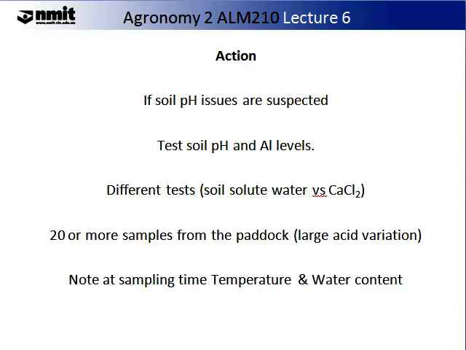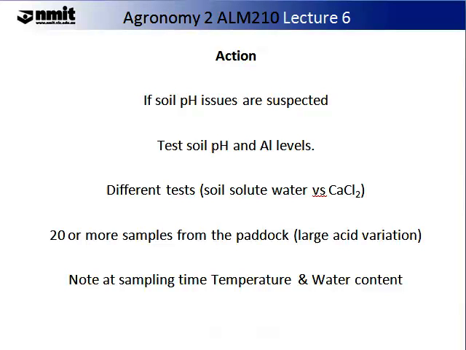I would begin with a soil test. Test the pH and the aluminium levels, but be mindful that there are several tests out there and that the differences may involve different interpretation. That is, if you do a soil pH test in water versus a soil pH test in calcium chloride, you will see differences. The calcium chloride test usually gives a more acidic outcome than the water.